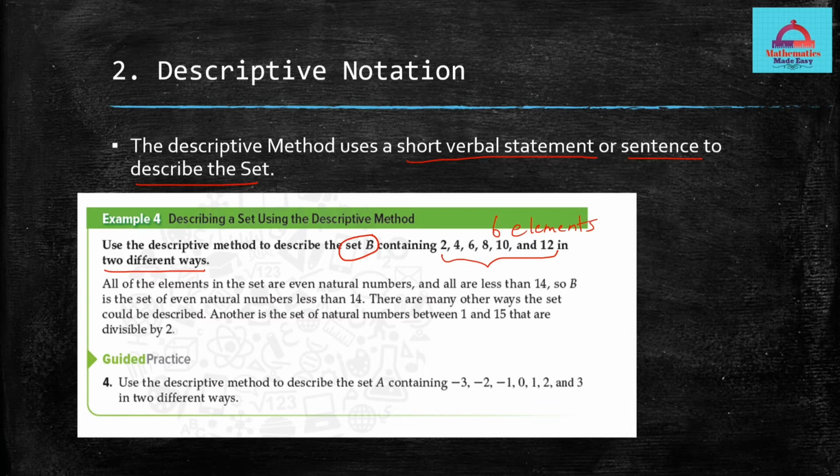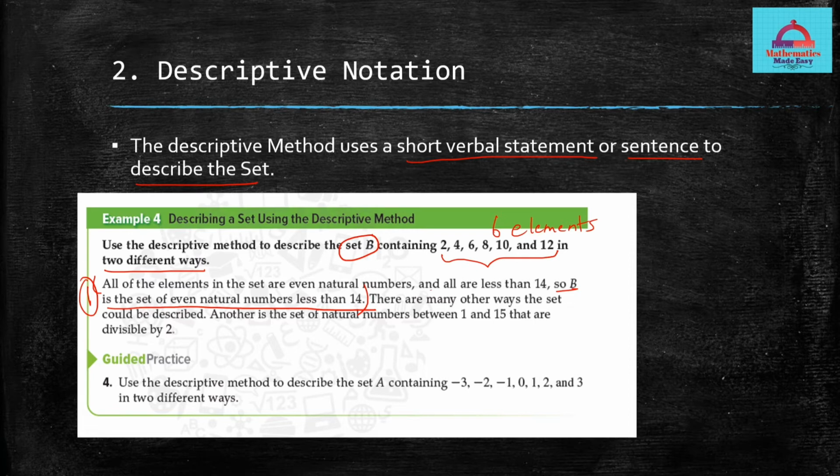So first of all, you observe that all these elements, the 6 elements that should be in the set, are multiples of 2 or they are even numbers. So one way we can write or describe this set is that all the elements in the set are even numbers and they are less than 14. So there is a maximum, and also you can see there is a minimum for this set. So it is going to be a finite set. So the set B can be described as the set of even natural numbers less than 14. Okay, so we are starting with the minimum even number 2 and we are ending at the maximum 12. So that is the first way, the first descriptive way.